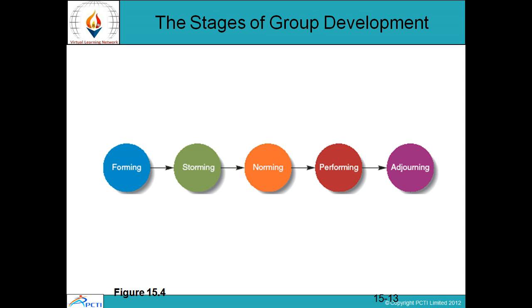There are different stages of group development. The first one is forming, next is storming, third is norming, next is performing, and the last one is adjourning. Forming, storming, norming, performing, and adjourning. These are the different stages where a group evolves day by day, time to time, and entirely a group development basically takes place.